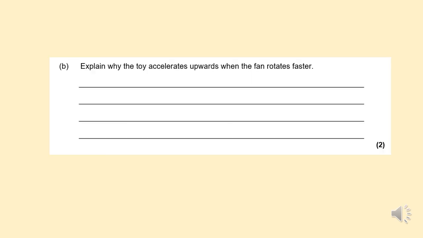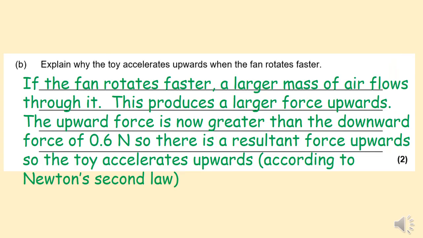Okay, have a go at this one. Explain why the toy accelerates upwards when the fan rotates faster. So I've written, if the fan rotates faster, a larger mass of air flows through it. This produces a larger force upwards. The upward force is now greater than the downward force, so there is a resultant force upwards, so the toy accelerates upwards. And that's according to Newton's second law.